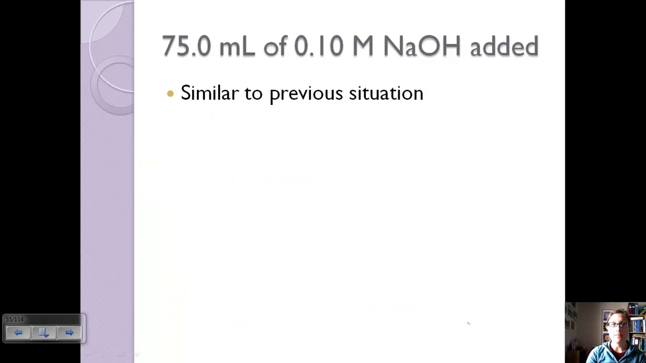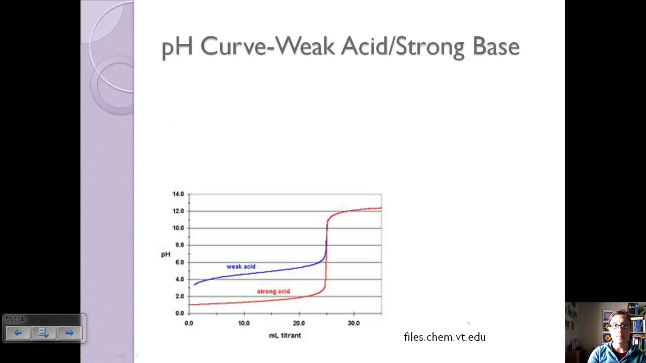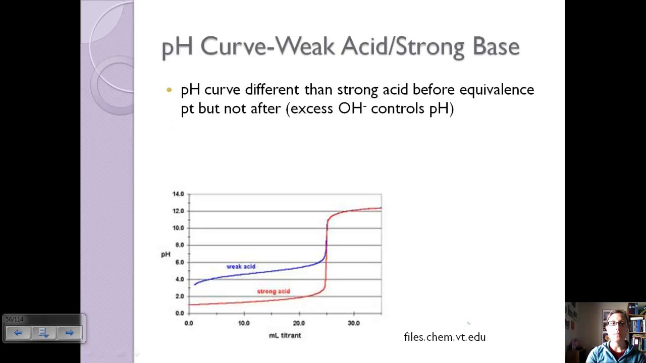Okay, what if we added 75 milliliters of base? Very similar to what we just did. So you could go through all of that, but you should get a pH of 12.30. Okay, so let's look at pH curves of a weak acid and a strong base. They're going to be different than the strong acid before the equivalence point, but not after the equivalence point, because the OH minus is controlling the pH at that point. So we have no weak acid or strong acid left.